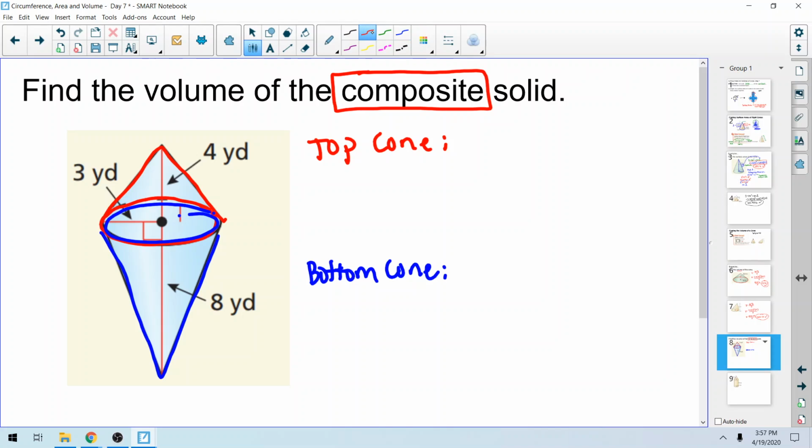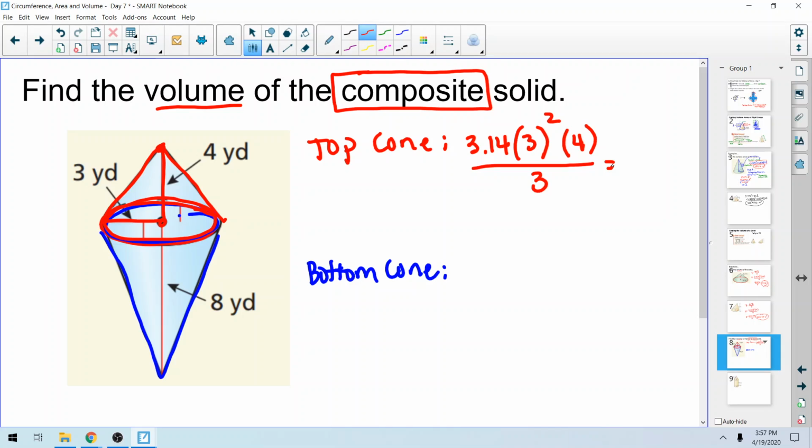So I'm going to start with the top cone, and they want the volume. So the volume is the area of the base times the height divided by 3. So the area of the base, I'm looking at the red base, it's a circle, so we're going to do pi times the radius, which if you look right here, going halfway across is 3, r squared. So pi r squared times the height of the red cone, so from the vertex straight down, that's 4. And then once I have that answer, because it's a cone, I'm going to divide it by 3.